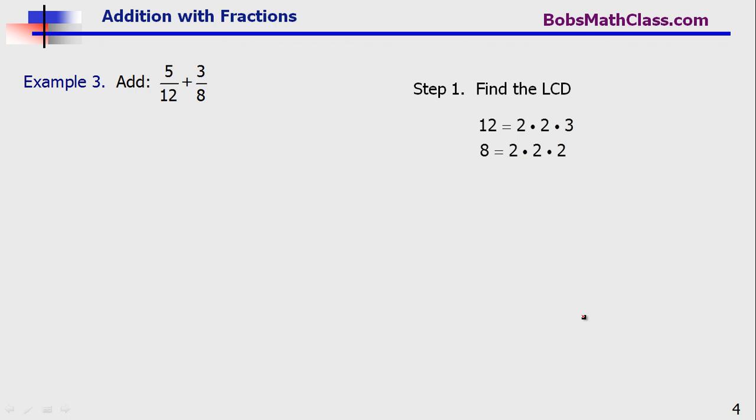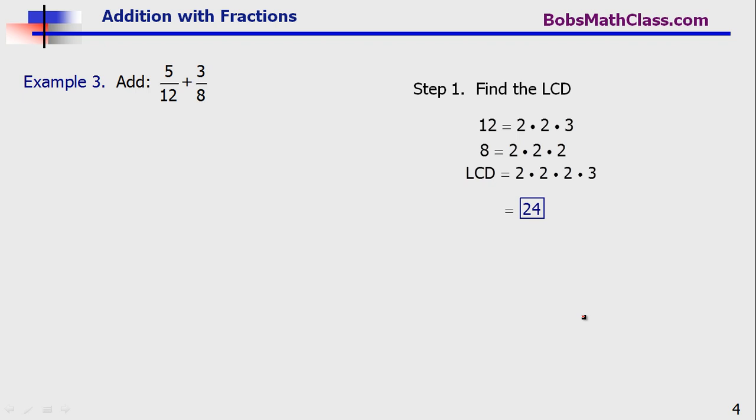Okay, so now your LCD, remember you go through each prime number and you write down each prime number the greatest number of times that it occurs in either row. So what's the greatest number of times the 2 occurs in either row? That's right, 3 times. There's 3 2's in the 8. So there's going to be 3 2's. And what's the greatest number of times that 3 occurs in one row? That's right, once. So there's 3 2's and 1 3, and that gives you 24. So 24 is your LCD.